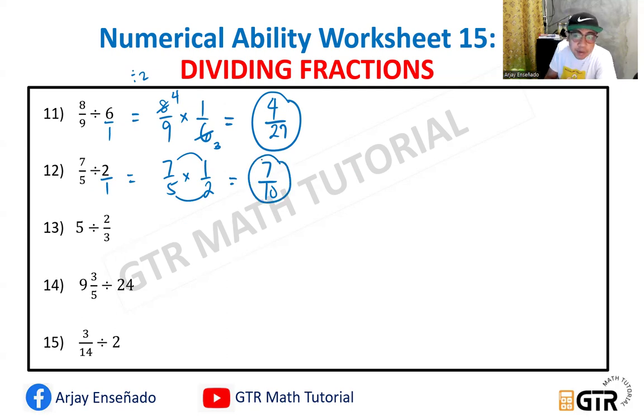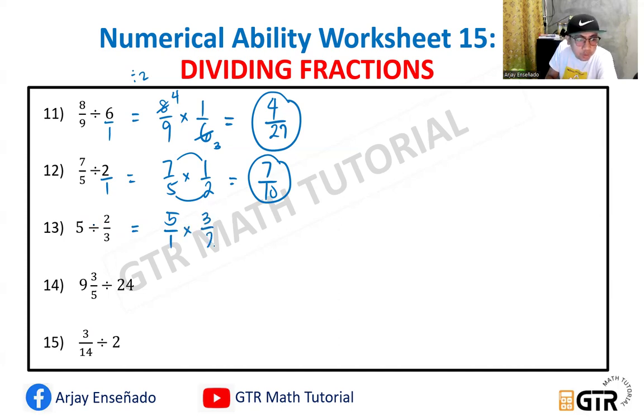And then, same process if the whole number is nasa unahan. Ayan, nasa dividend natin yung whole number. Pwede natin lagyan ng 1. Pwede namang hindi na kung kaya nyo naman na walang denominator yan. Okay, so para hindi nakakalito, lagyan natin 5/1. And then division will become multiplication. Get the reciprocal of 2/3.